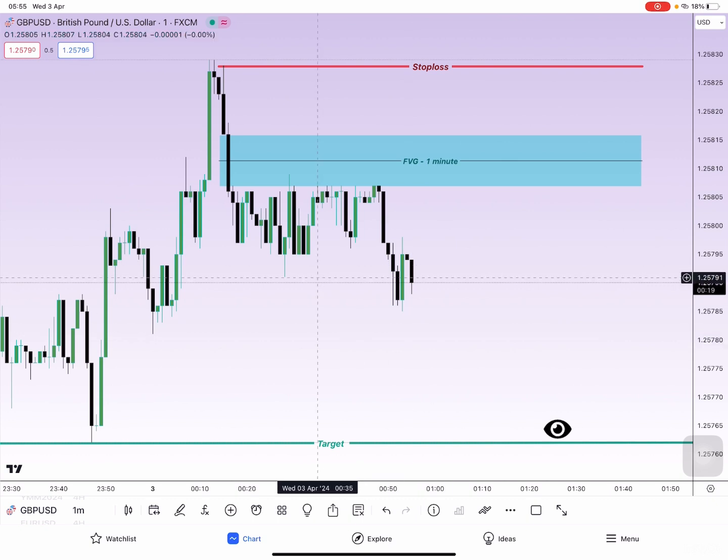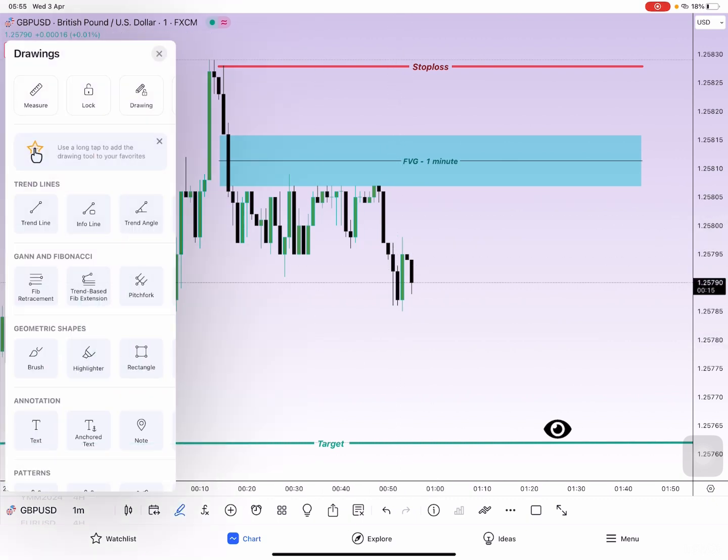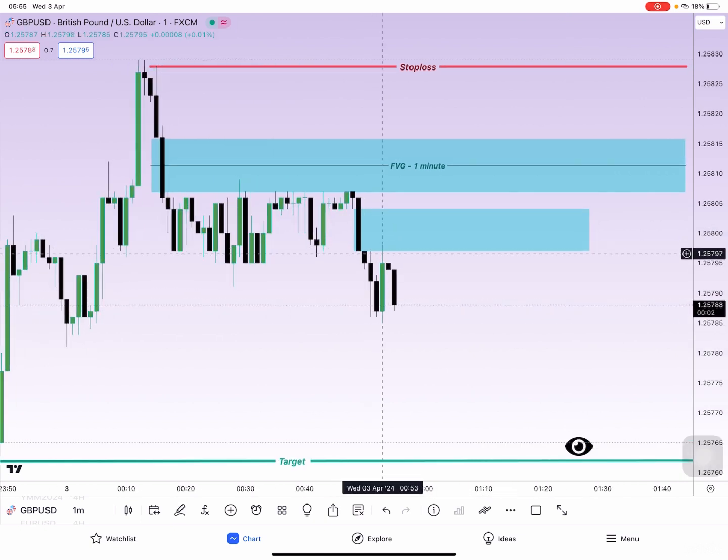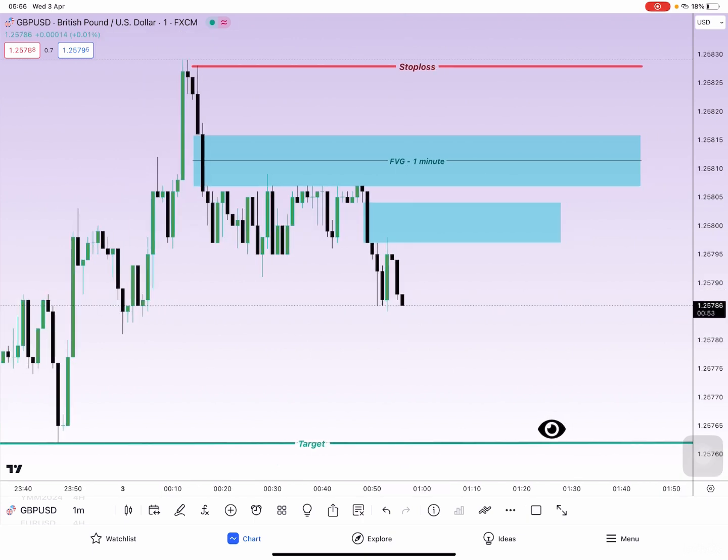So we have moved below this, and we have created another fair value gap here, and we again tapped into this, just a little bit pierced into it, and then got rejected again. So if you see, as I've just said, these models form on every chart, thousands of times on different charts every day. Every day this model is there.